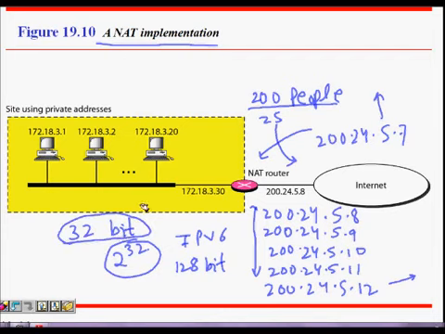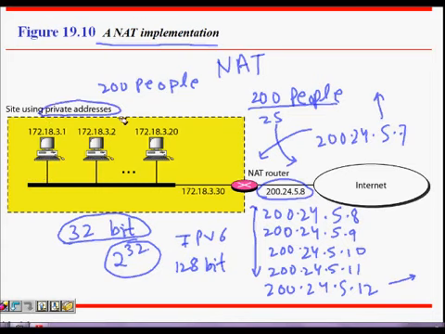I have just one IP address, but I can still have 200 people with individual IP addresses behind it. How is that possible? It is possible by a network address translator. Here you can use any private address block. Usually you will see in your offices addresses like 172.18.3.1 or 172.16, these numbers. They are private addresses and they are behind the NAT.